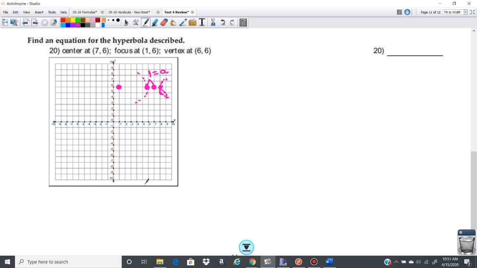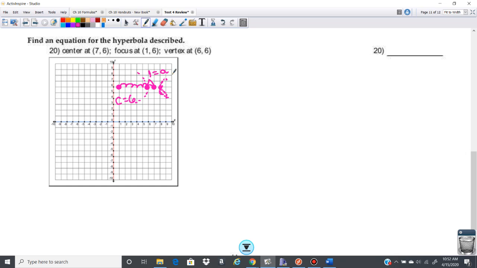What we also know is that the distance from my center to my focus, that's going to be c. So let's count that. That's going to be 1, 2, 3, 4, 5, 6. So the distance from the center to the focus is 6. That is my c. So I have a and c. Let's look at what we're trying to do here.